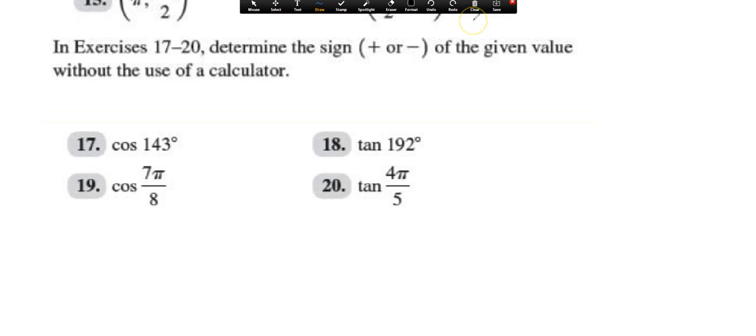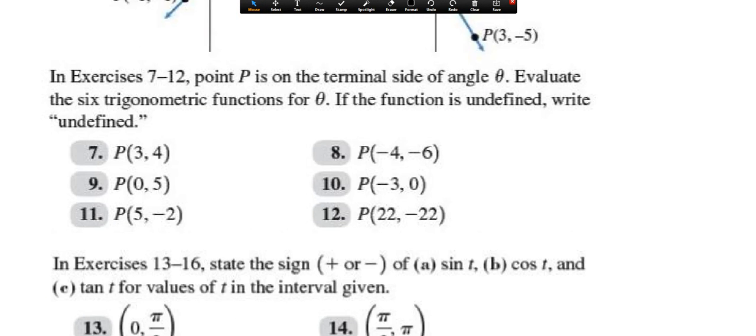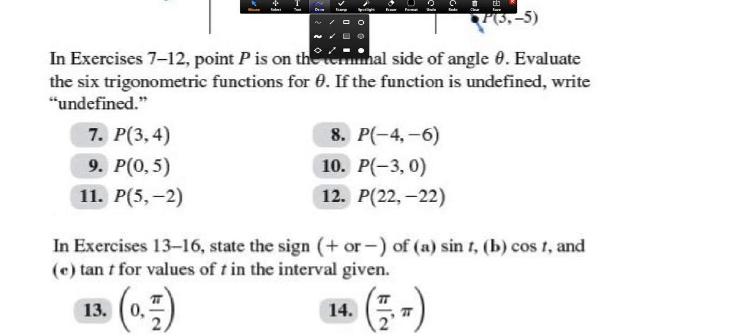Okay, got any other homework questions? Yep. I guess 10? Okay.